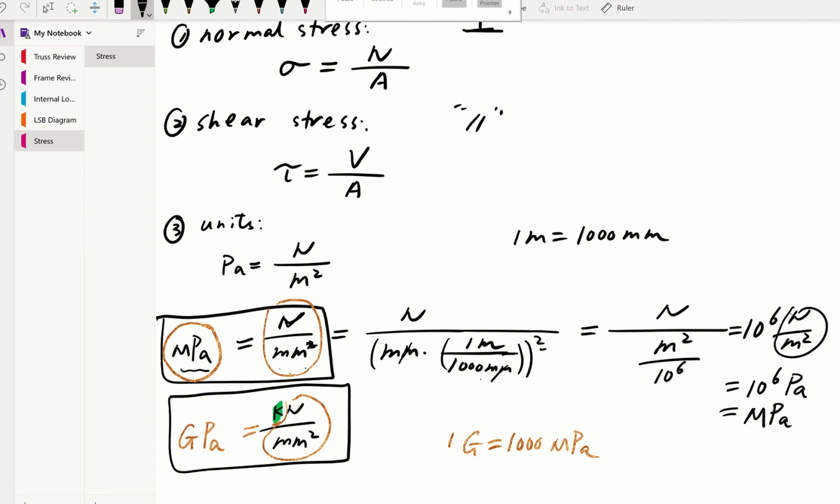In other words, if you calculate the internal force in kilonewton and the cross-section area is in millimeter square, immediately you know this internal stress is going to carry the unit of gigapascal. Having this information available is really helpful when you're solving problems, so you don't need to do this unit conversion every single time.